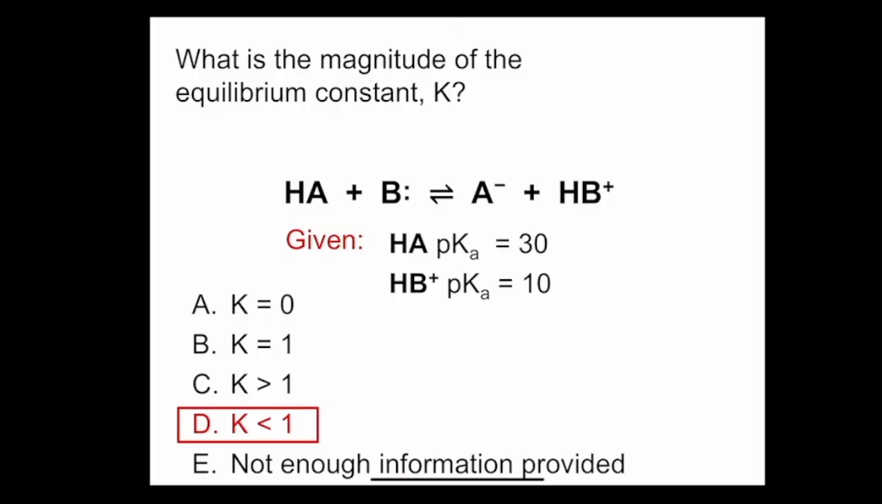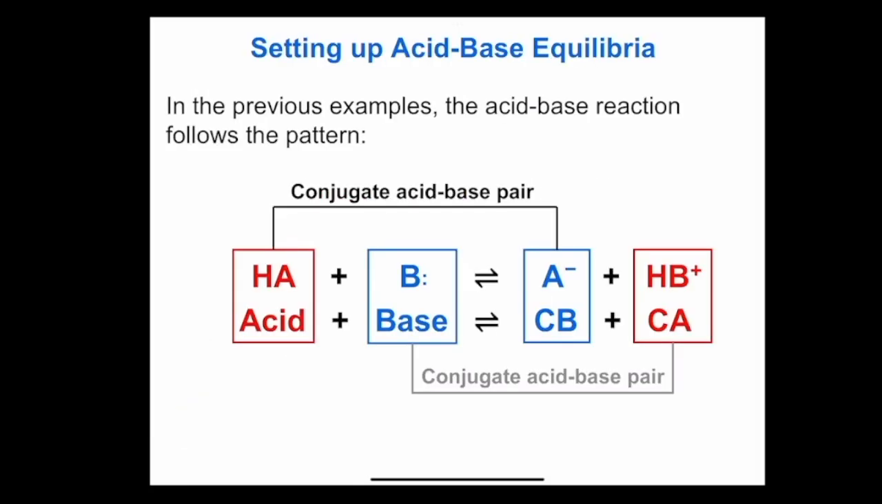If I wrote this A minus plus HB positive to form HA and B, what would happen to the value for K? I'm flipping the whole thing around. The value for K will now be greater than 1. Perspective matters. As drawn here, we are in favor of the left, which means K is less than 1. If I invert these two, turn it all the way around, now it's a product favored equilibrium, K will have to be greater than 1.